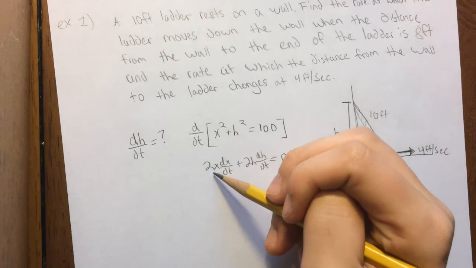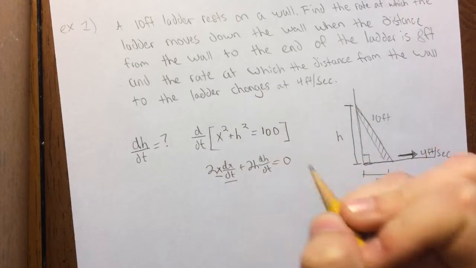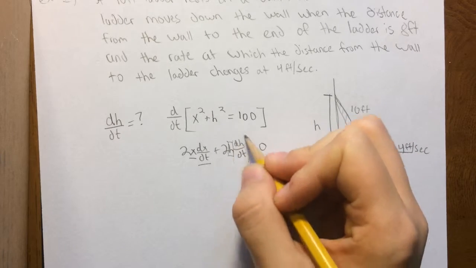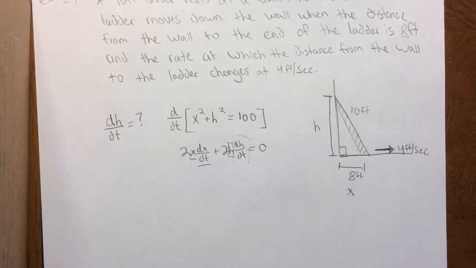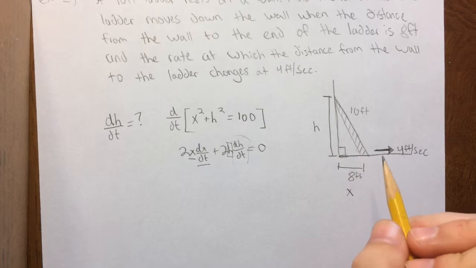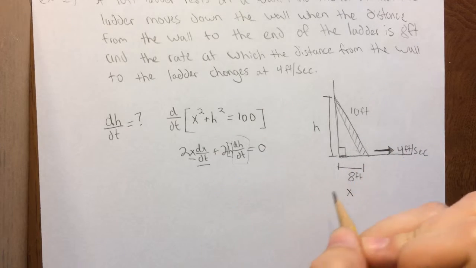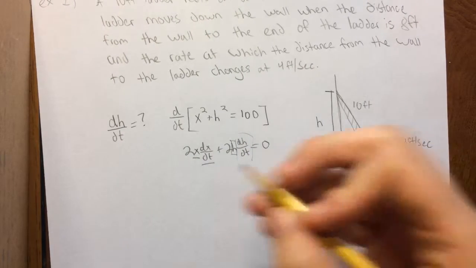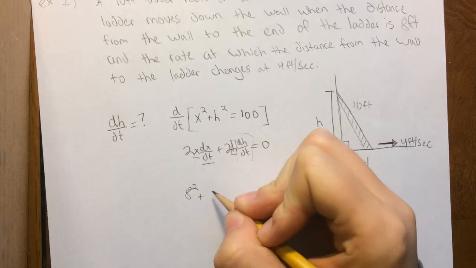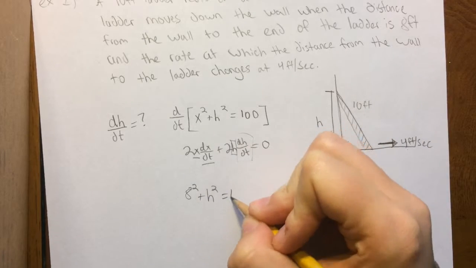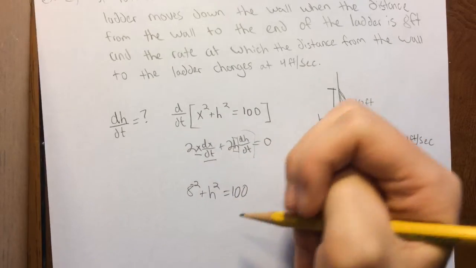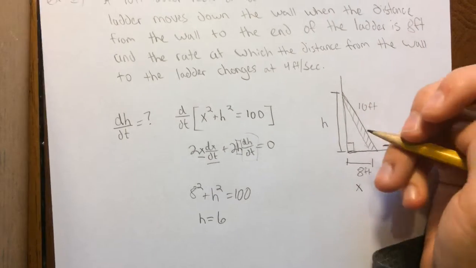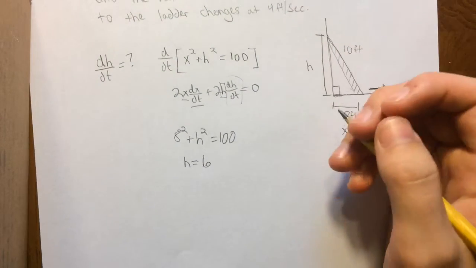We have x, and we have the derivative of x, which is 4, but we don't have h, and we're trying to find the derivative of h. To find h, we can again use the Pythagorean theorem and figure out what h was at the time when the ladder was 8 feet from the wall. If we plug in 8 for x, 8 squared plus h squared equals 100, we find that h equals 6. Now we have all the variables we need to solve.